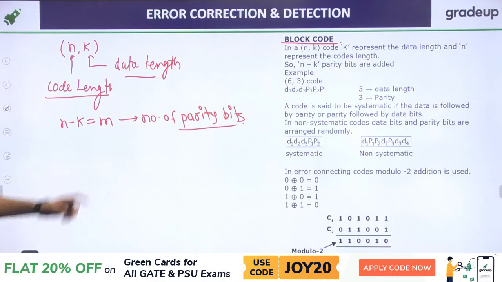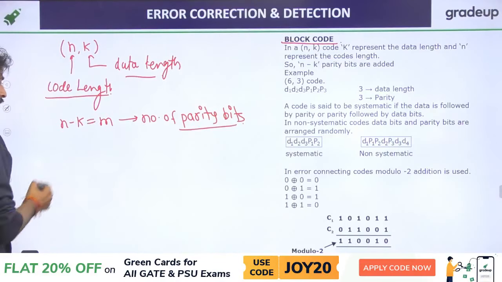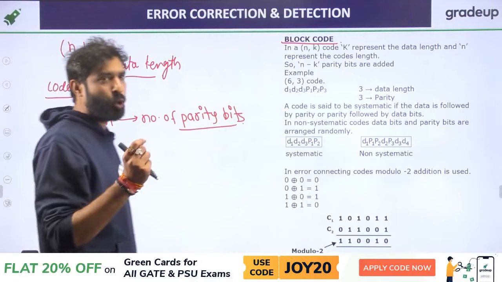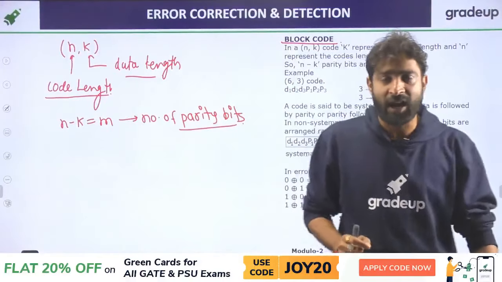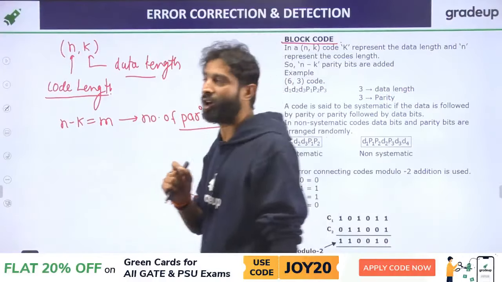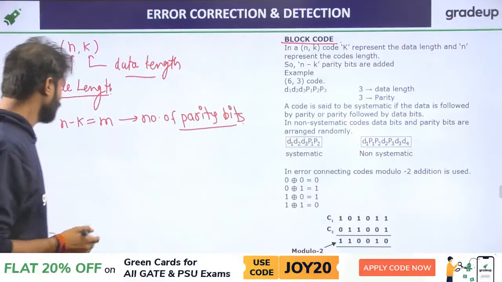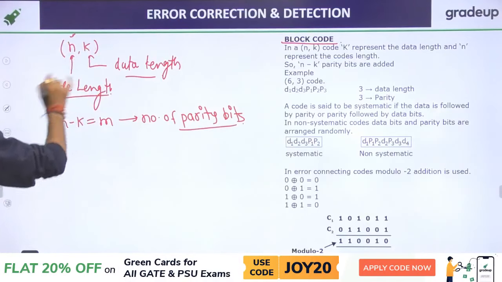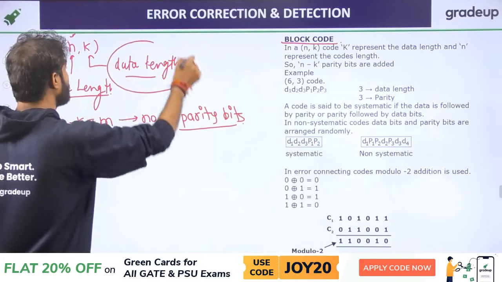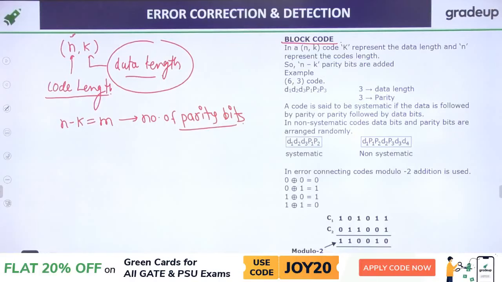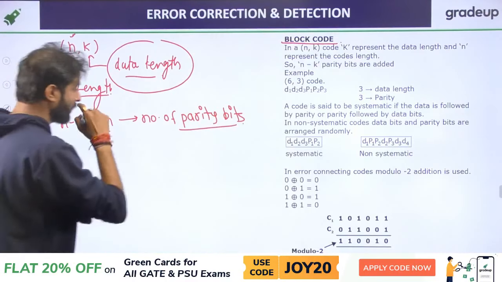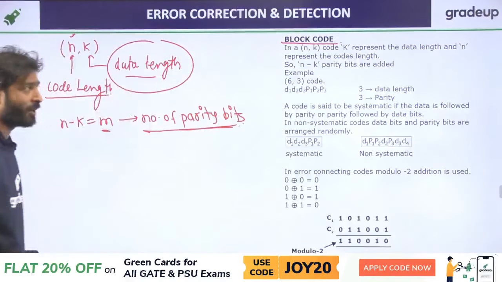Now, for the number of parity bits, just remember one thing. There are a few definitions you should remember. After that, we are going to solve some questions related to error detection and error correction. So first, what is n? N is just the code length. K is just the data length. And one thing more, that is m. M is just the number of parity bits.